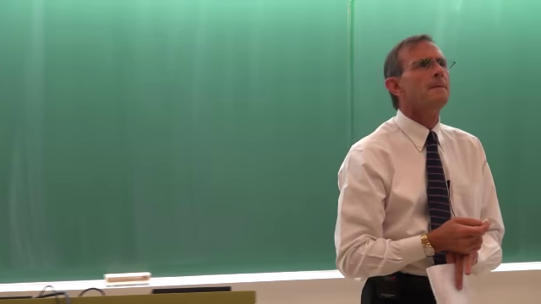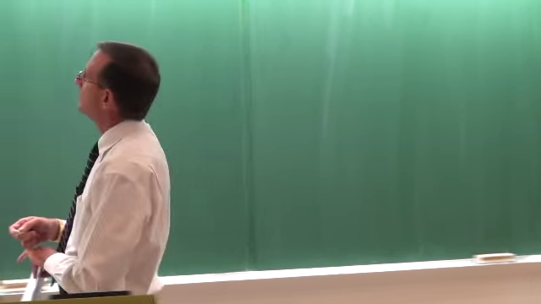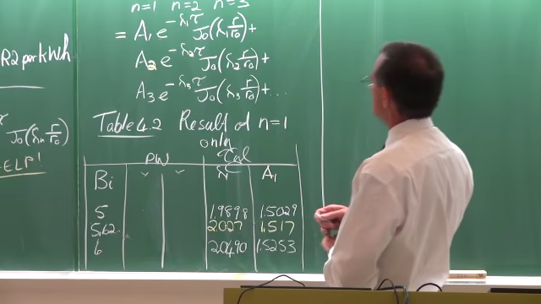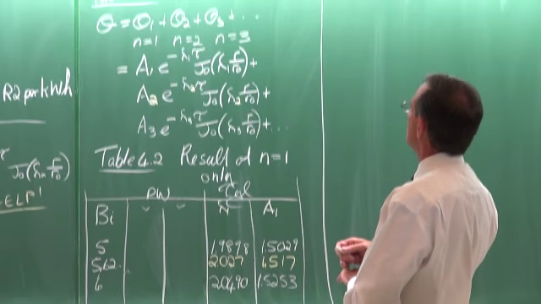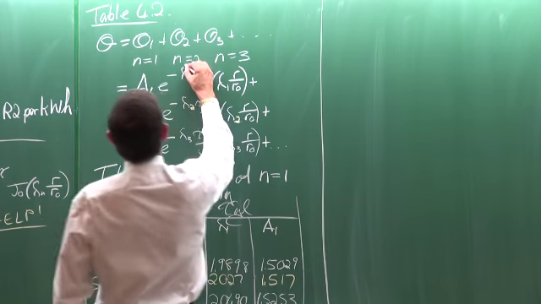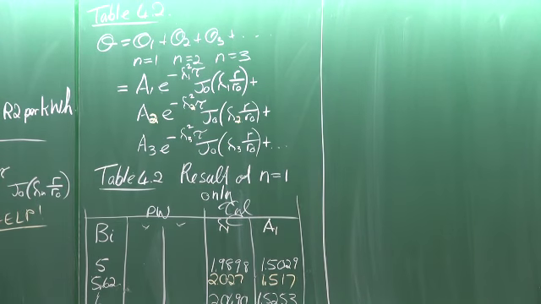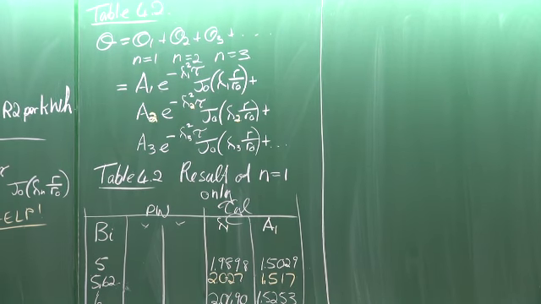Sorry, for your table 4.2 at the top, you said A1 e to the power of negative lambda 1 tau. Is it not lambda 1 squared? Yes, sorry. Lambda 1 squared, lambda 1 squared, lambda 1 squared.